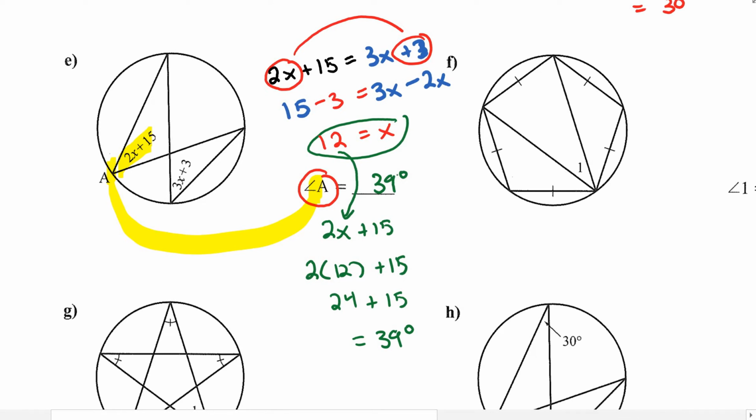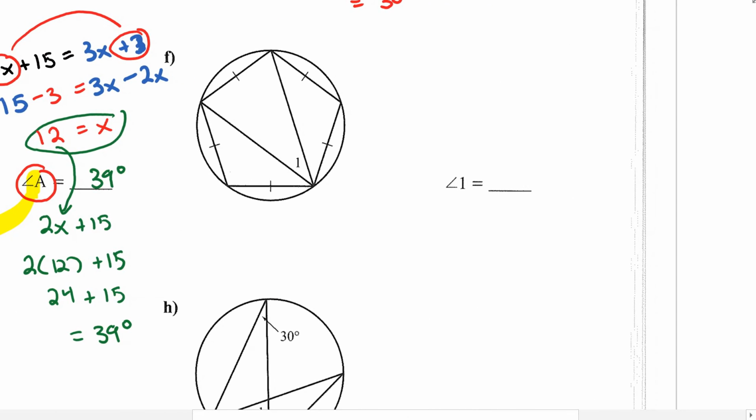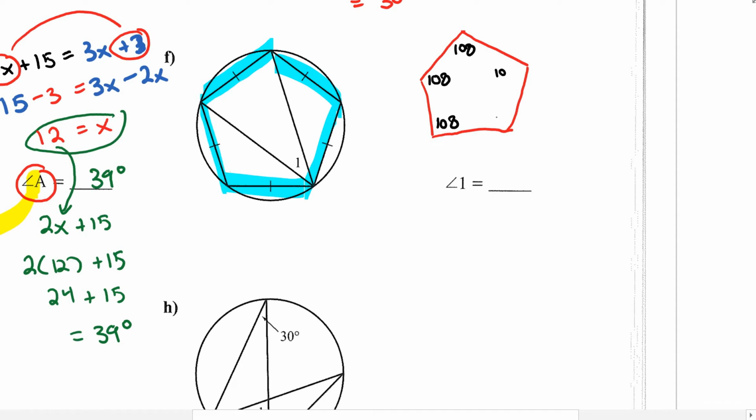Okay, let's move on to letter F. Now for letter F, this is a problem that I normally do in class because of one of the properties that you need to know for this particular problem. You need to understand how a pentagon behaves. A pentagon is something with 5 sides: 1, 2, 3, 4, 5. And for a pentagon, each angle has a value of 108 degrees. So that's one of the properties that you do need to know about a pentagon.